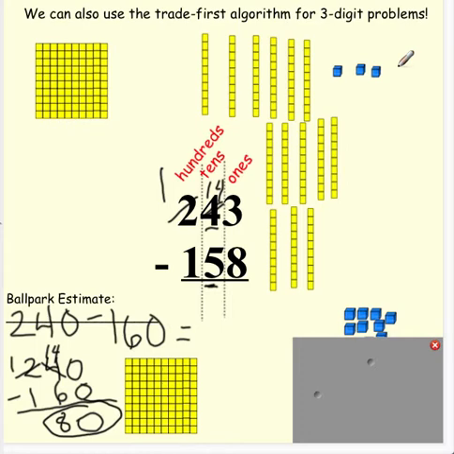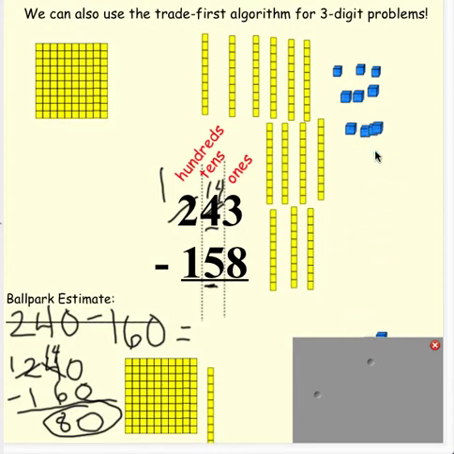What do I have to do? Yes, we have to make a trade. So we are going to take now one of these 10s away. There it goes. And it's going to give 10 more to the ones that were already here. 3, 4, 5, 6, 7, 8, 9, and 10. And again, I need to show what I just did.